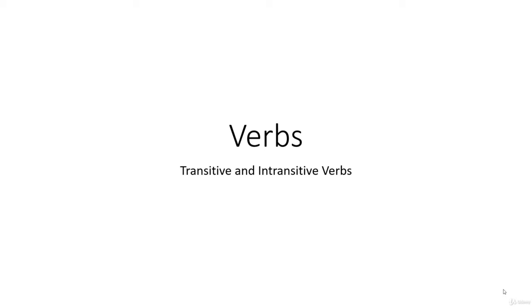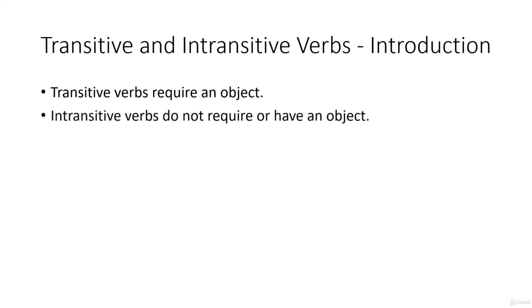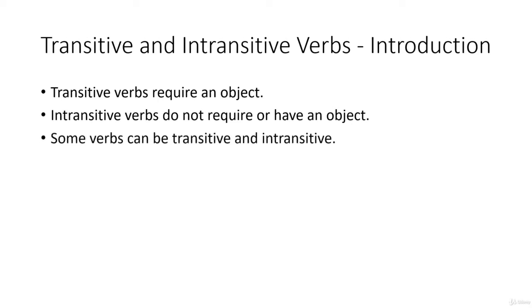This lesson is on transitive and intransitive verbs. The transitive verbs are those that require an object, and intransitive verbs either do not require or do not have an object. And of course, we have some verbs that can be transitive and intransitive. And we have implications here for the passive voice.